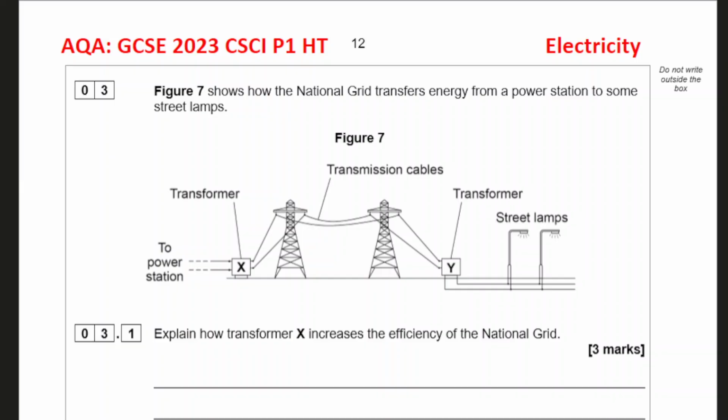Now remember, transformer X is a step-up transformer. Transformer Y is a step-down transformer. So a step-up transformer increases the voltage, right? It increases the PD and reduces the current. Whereas a step-down transformer does the opposite. It reduces the potential difference and increases the current.